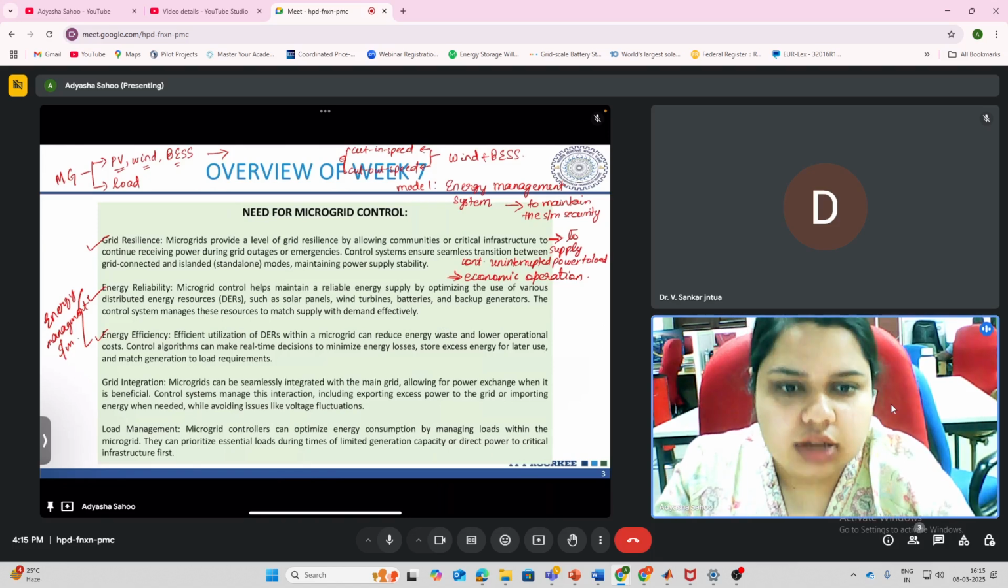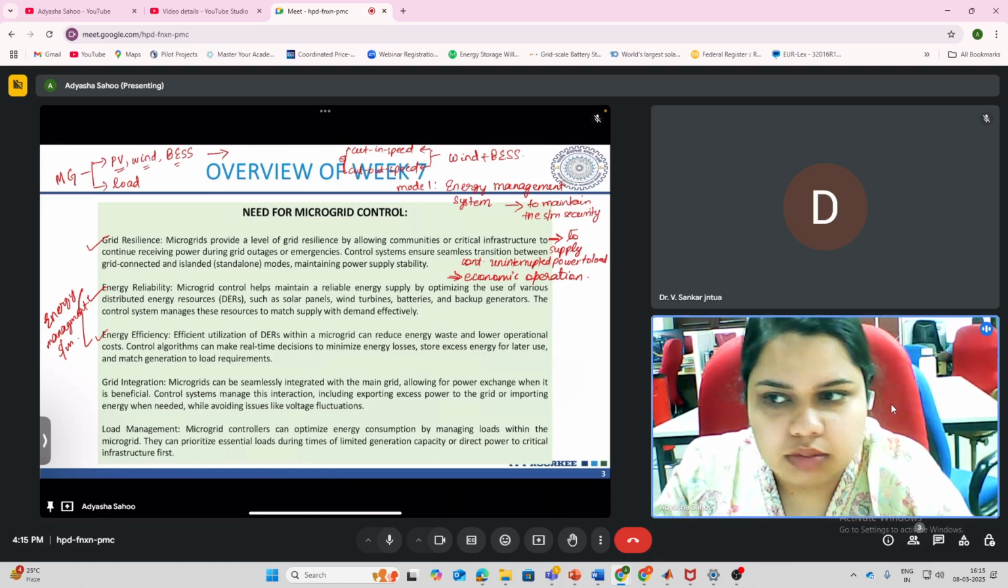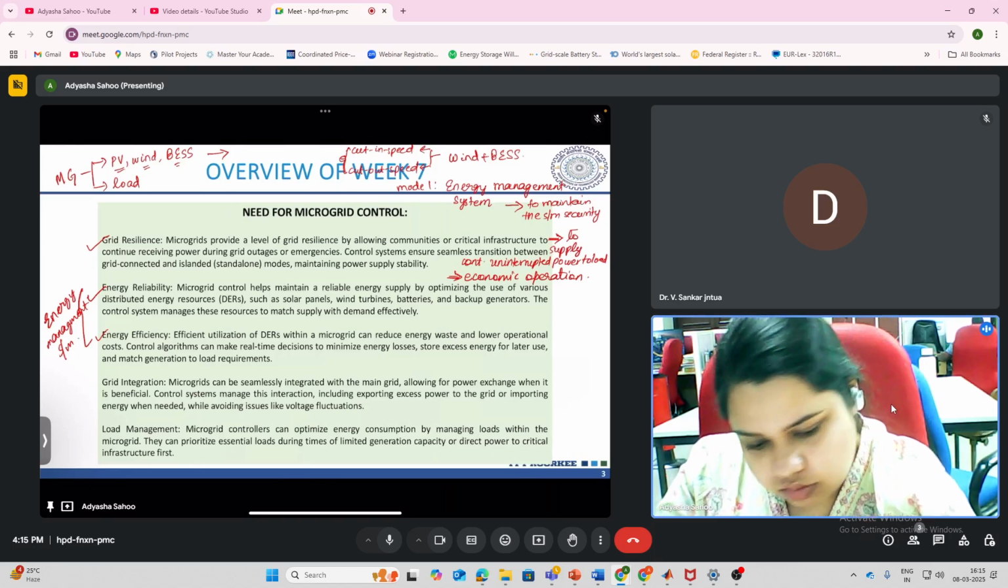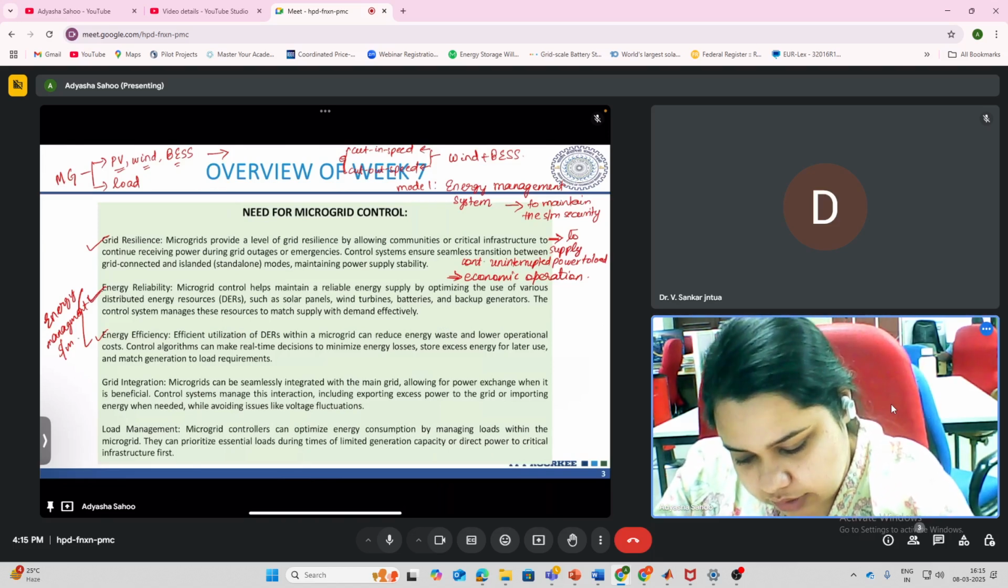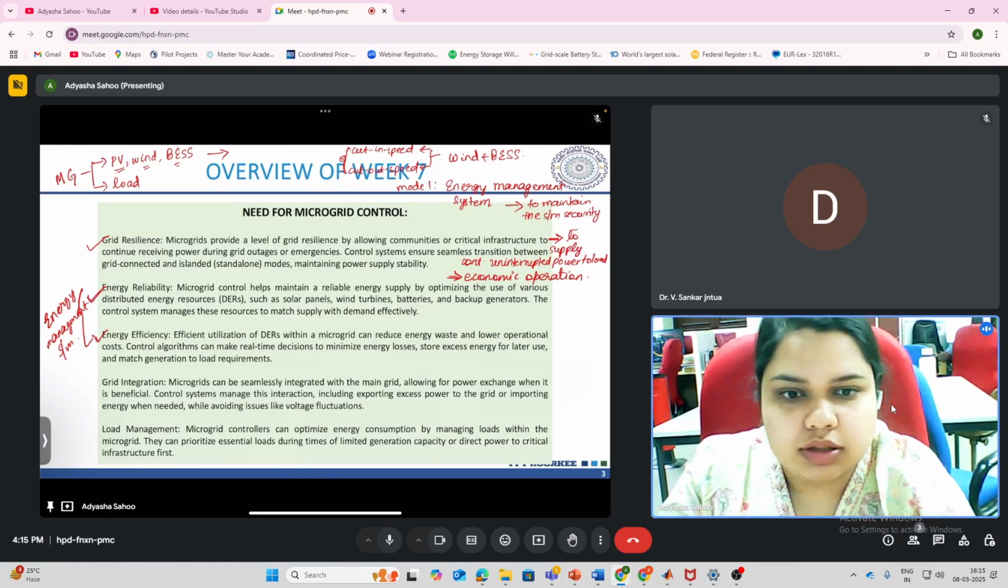So all these strategies are embedded within the energy management system in a microgrid. So these energy reliability and energy efficiency come under the energy management system.